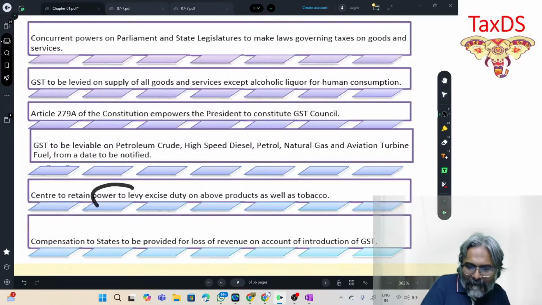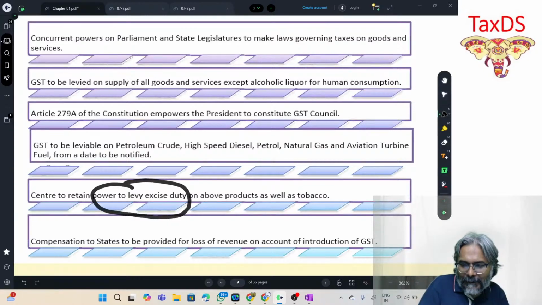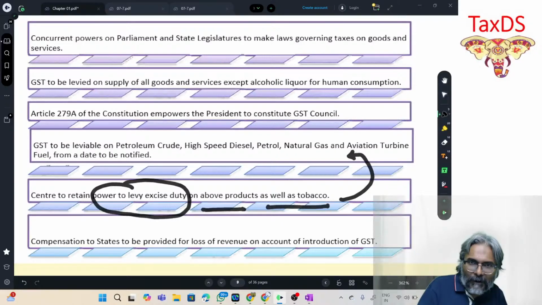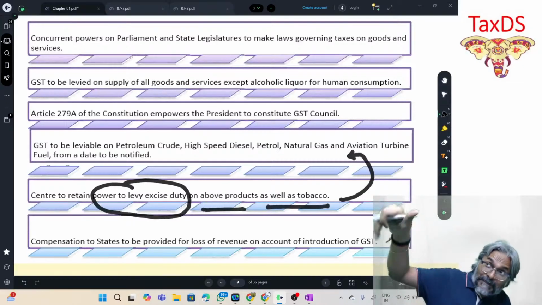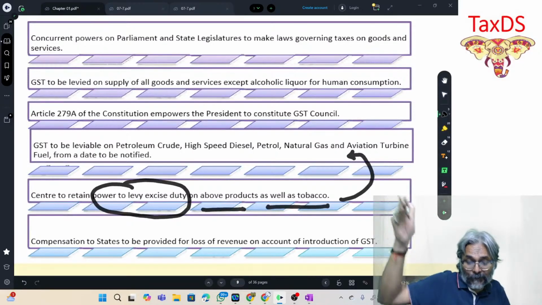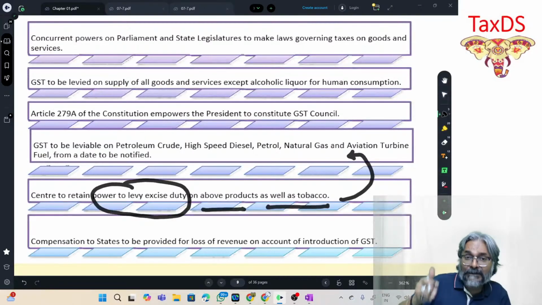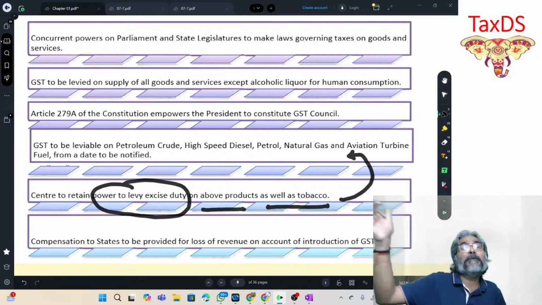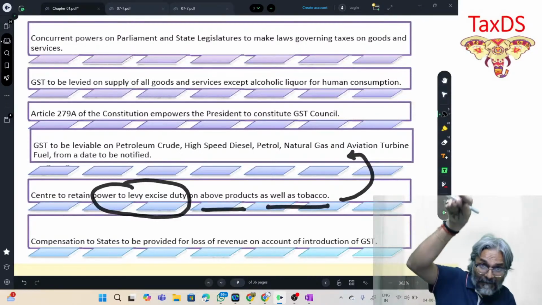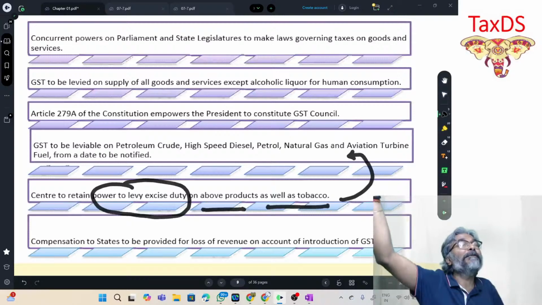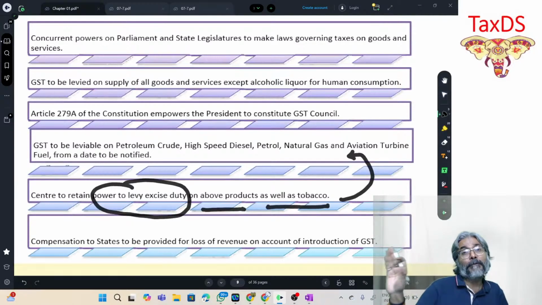Center to retain the power to levy excise duty on the above products as well as tobacco. Now, is tobacco coming in that 5 items? Tell me one thing, is tobacco coming in 5 items? No. If it is not coming in that 5 items for which there is a postponement of charge of GST, my next question to all of you, therefore, is whether GST can be charged on tobacco and tobacco items? If it is not coming in that 5 items on which there is a postponement of the charge of GST, then whether on the tobacco is the GST charged? And the answer is yes.